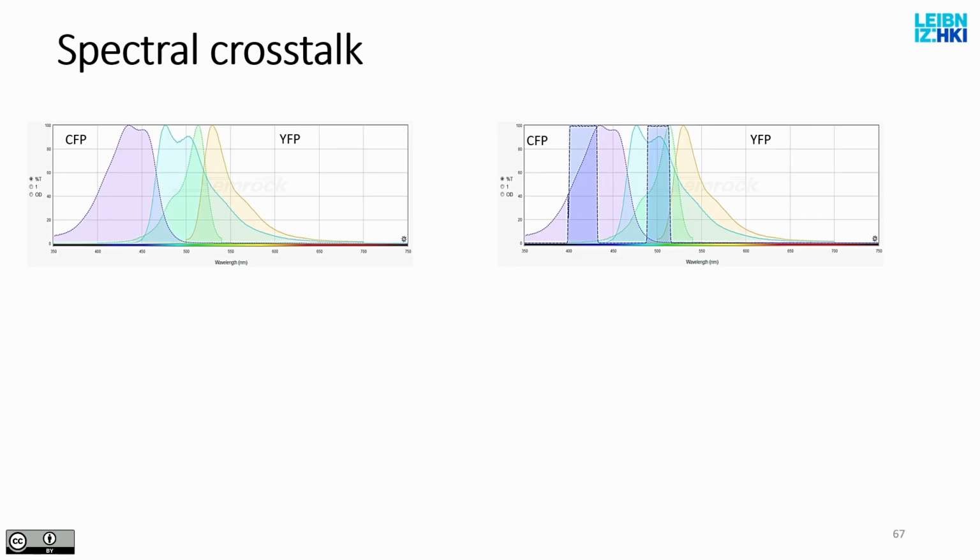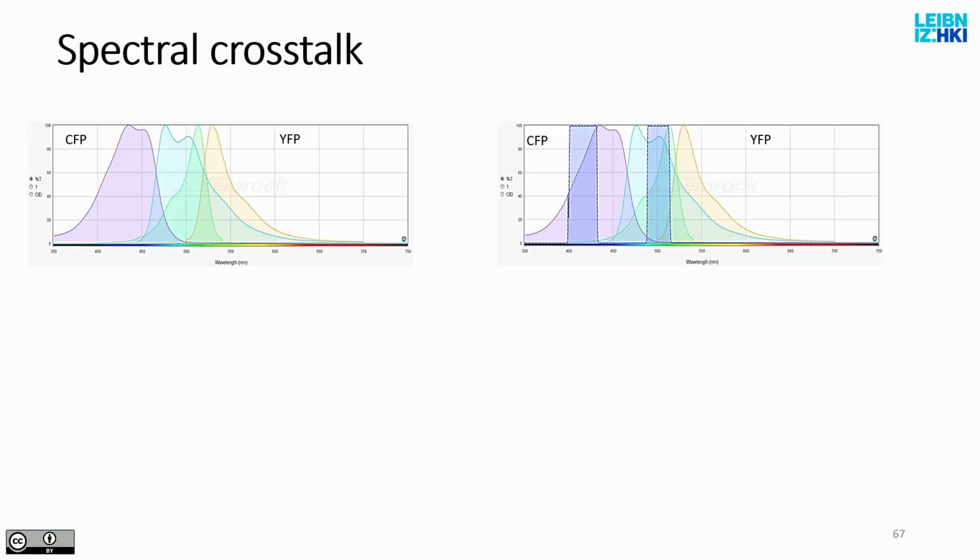Of course, you can make this situation a little bit better by designing proper filters for your dichroic cubes. You can make the band, the range of excitation and emission that these filters let through, narrower.